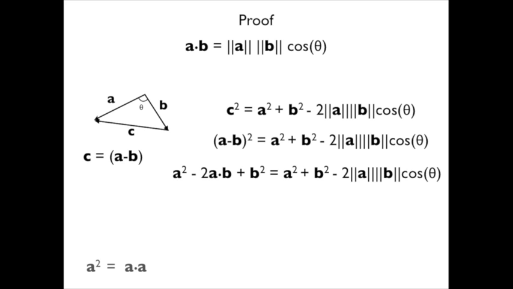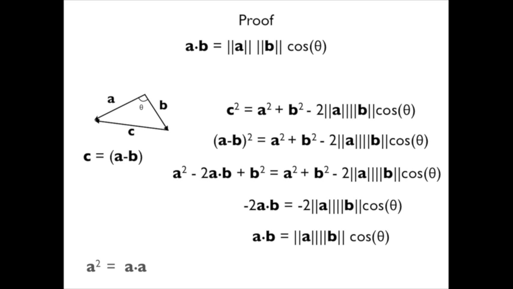So from this, we can subtract a squared and b squared from both sides of the equation, which leaves us with minus 2a dot b equals minus 2 times the magnitude of a times the magnitude of b cosine of theta. And by dividing both sides of the equation by negative 2, we get our final equation, a dot b equals a times b times cosine of theta.